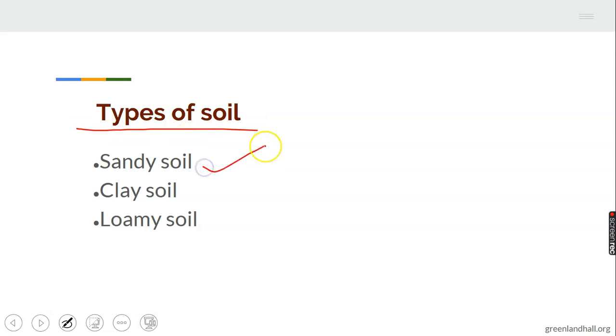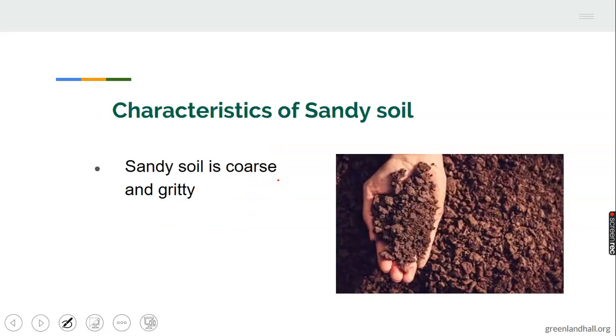One, we have sandy soil, two, clay soil, and three, loamy soil. These are the three major types of soil. We'll quickly take the characteristics of each one after the other. Characteristics of sandy soil. Sandy soil is coarse and gritty. When you look at this sample, you discover that it is not smooth. It is coarse when you hold it.